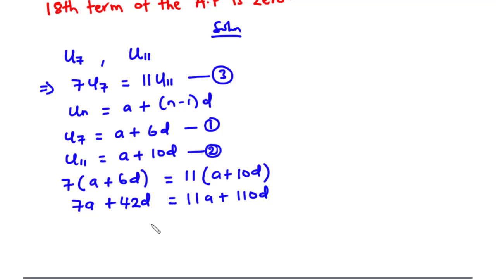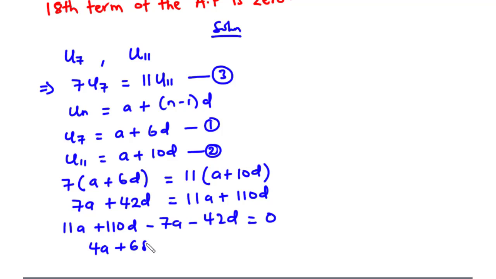110D. So here we are going to transpose what's on the left hand side to the right hand side. So we are going to have 11A plus 110D minus 7A minus 42D. That's equal to 0. Now 11A minus 7A is 4A, and then 110D minus 42D is equal to 68D. Okay, so that is equal to 0.